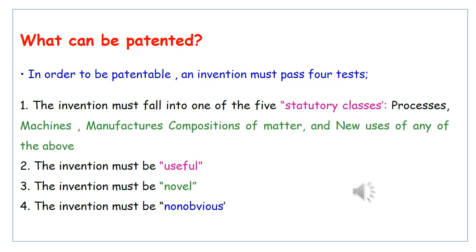What can be patented? In order to be patentable, an invention must pass 4 tests. The first one, the invention must fall into one of the 5 statutory classes: processes, a machine, manufacture, compositions of matter, and new uses of any of the above. The second one, the invention must be useful. The third one, the invention must be novel. The fourth one, the invention must be non-obvious.